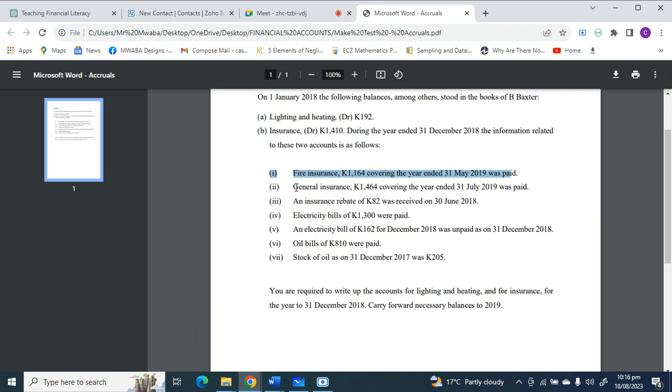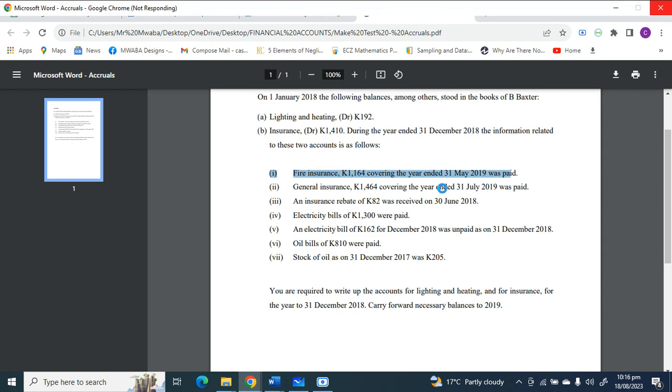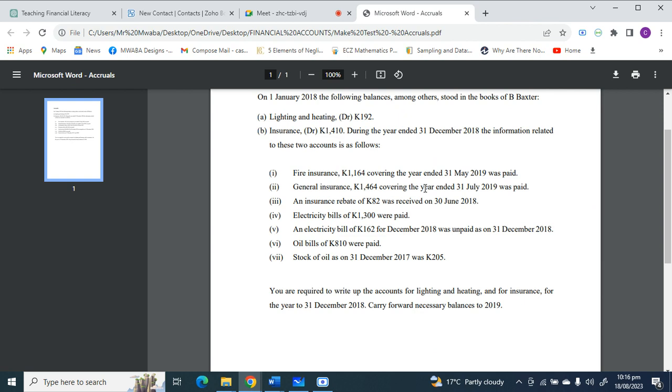Similar with this one. General insurance 1464 covering the year ended 31st July was paid. So this is going to run, since you've paid for it on 31st December: January, February, March, April, May, June. This is for July, 7 months. This general insurance is for 7 months.